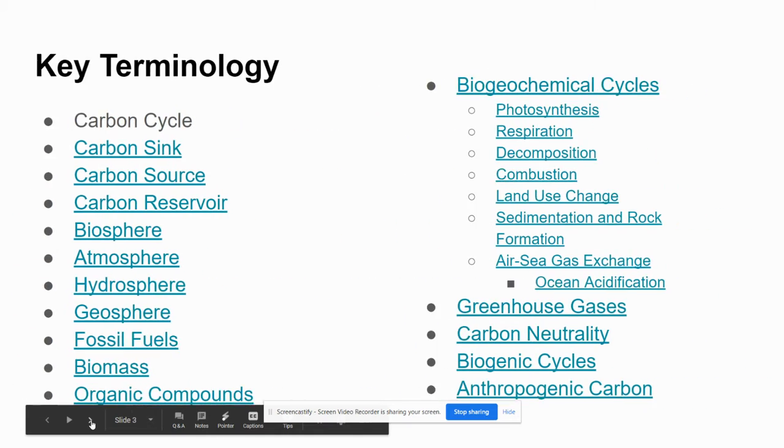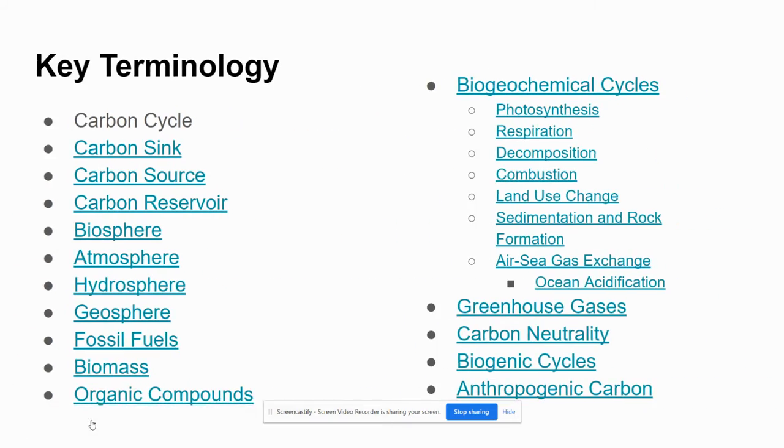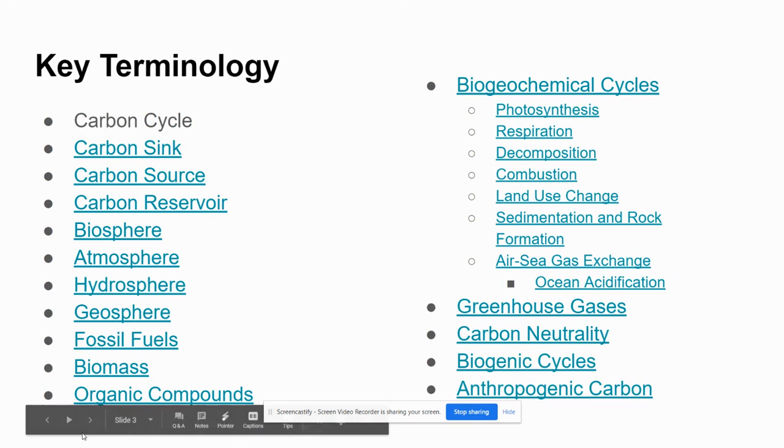There are a lot of words and vocabulary that are attached to this lesson. As you can see, they're all linked. So click on that word or the words and see the vocab and what it means. Basically, we'll be talking about the carbon cycle and its movement in the 3 or 4 spheres and the biogeochemical cycles that are involved in the process of this carbon.